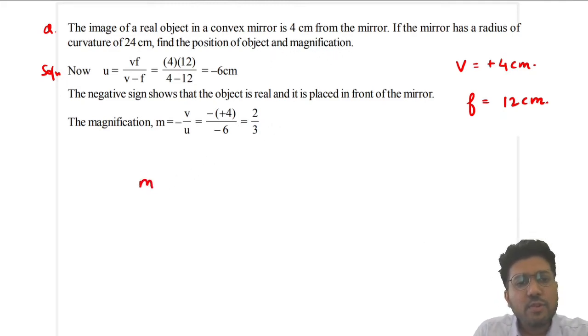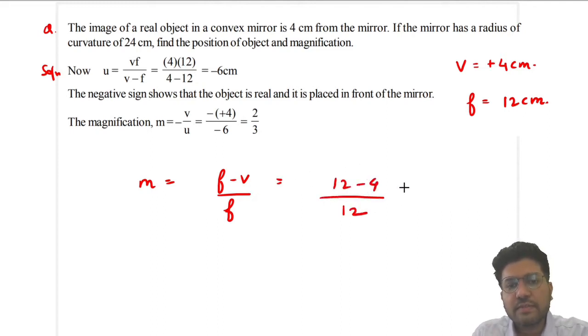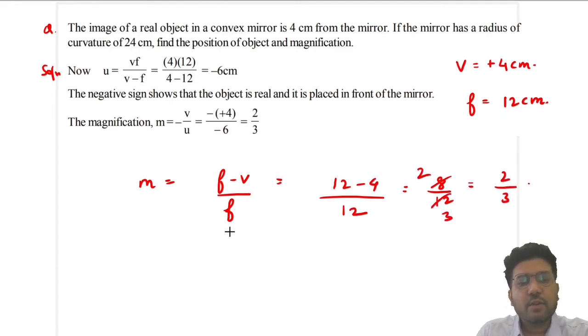Then M you know is (F minus V) by F. I can use this one for quick answer. See, F is 12, V is 4, F is 12. That's it. 12 minus 4 is 8, 8 by 12, and that is equal to 2 by 3, right? We have got the magnification.